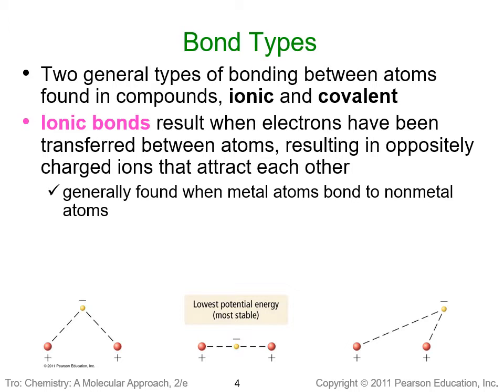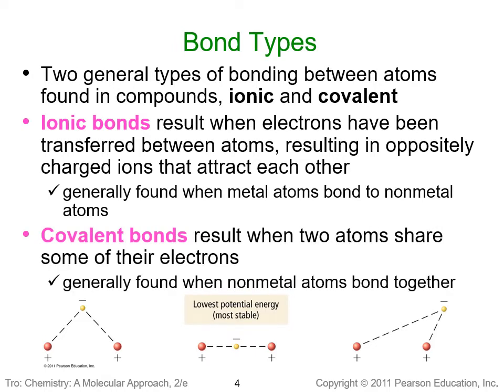So in order to form an ionic bond, we have to transfer the electrons between our elements. And this happens when we have a cation and an anion. One will gain an electron, the other will lose an electron. So our anion gains, becomes negatively charged, our cation loses, becomes positively charged, and then those oppositely charged ions attract to each other. This happens generally when we have metal cations and non-metal anions.